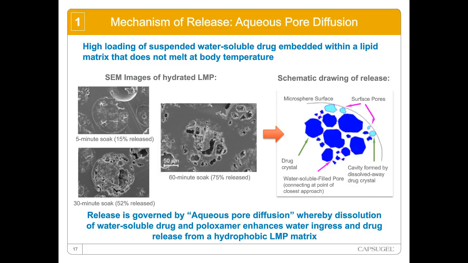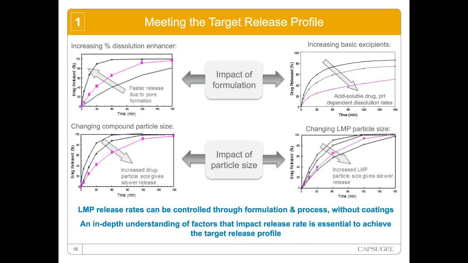Ultimately, the composition of the multiparticulate is tuned to alter the release rate as shown in the upper left. In this case, increasing the dissolution enhancer and removing the lipidic carrier, more pore former, yielded faster release. Because of the drug's pH-dependent solubility, the sachet excipients could also be utilized to alter the release rate as shown in the upper right.